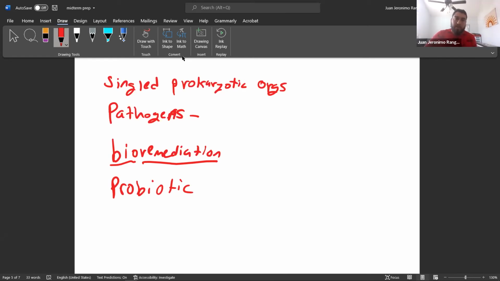So bacteria are single celled, right? So they're very tiny, they're microscopic. So usually we are not able to see that with the naked eye, so we see their colonies. So these are like aggregations of thousands of bacterial cells.